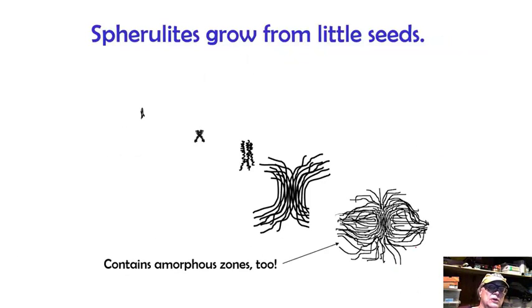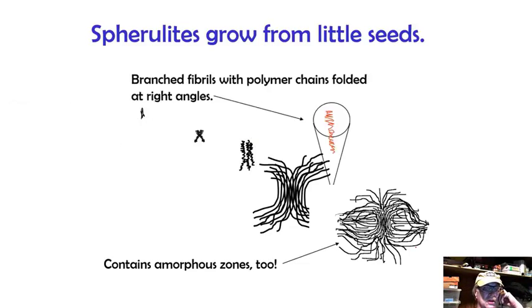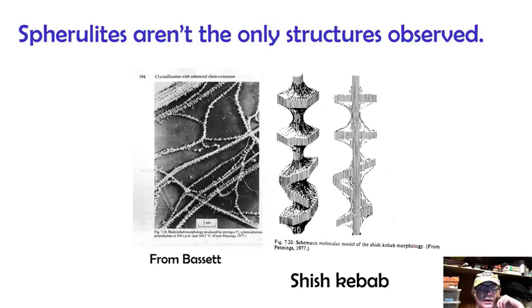A little bit about sphere-like growth. They grow from tiny seeds, and they grow like that. You can also get these structures called shish kebabs, depending on how you cool the sample and what they're in.